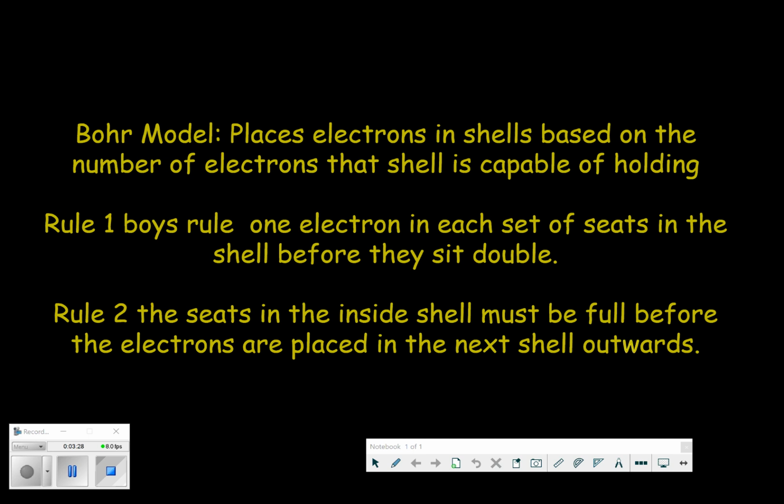Rule 2, the seats in the inside shell, or the first bus, must be full before the electrons are placed on the next shell outwards, or the next bus. Okay?